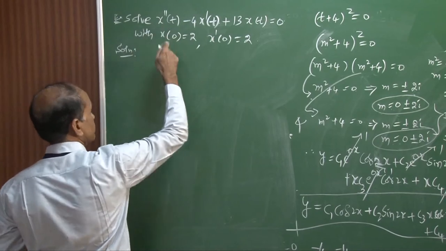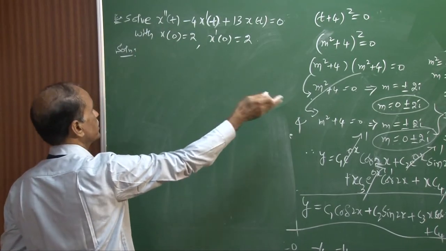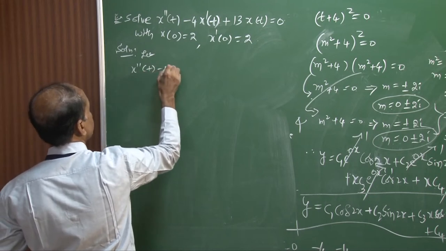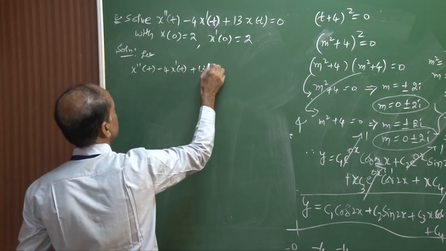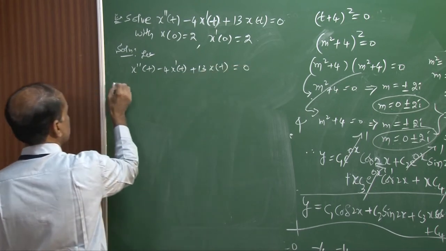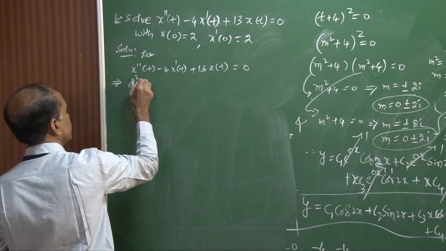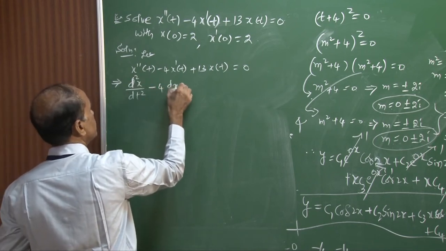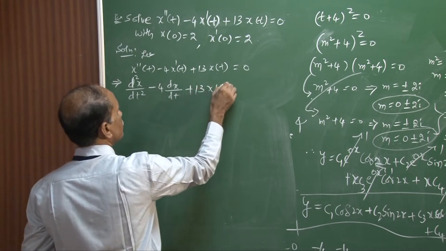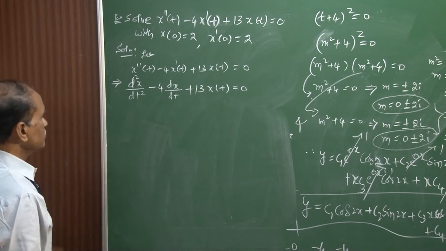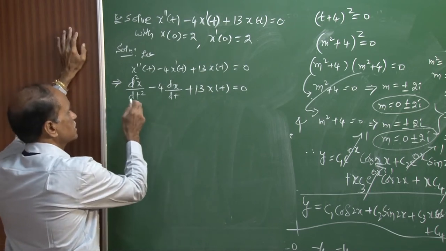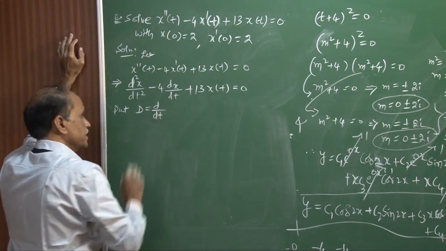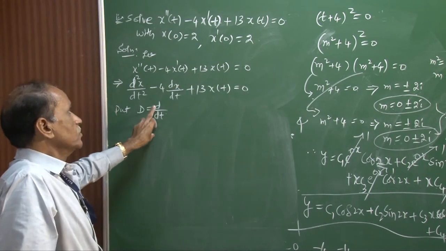The derivative symbol is the same, that means the linear differential operator symbol is the same for this also. This can be taken as x double dash t minus 4 into x dash t plus 13 into x t is equal to 0. This is as good as d square x by dt square minus 4 into dx by dt plus 13 into x t is equal to 0. Then put D is equal to d by dt, whereas there we had taken D is equal to d by dx.